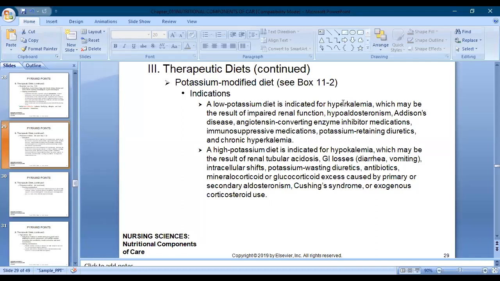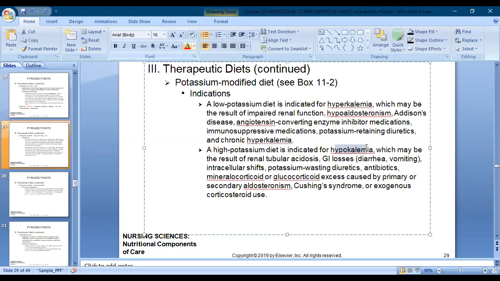So give them a low potassium diet. If your patient is taking diuretics like furosemide, Lasix, they have a chance to develop hypokalemia. So you have to give them a high potassium diet, very easy, right? Hypokalemia means when the potassium level is low, give them more potassium food, right? So the basics here: potassium-wasting diuretics, some antibiotics, mineralocorticoids, and glucocorticoids cause potassium loss from the body. So they need high potassium food.